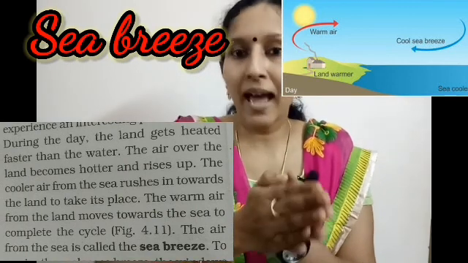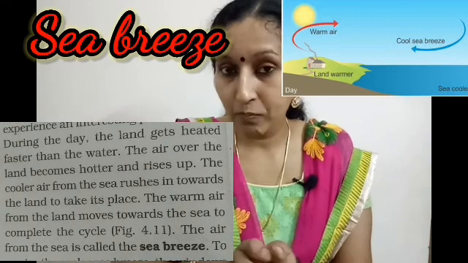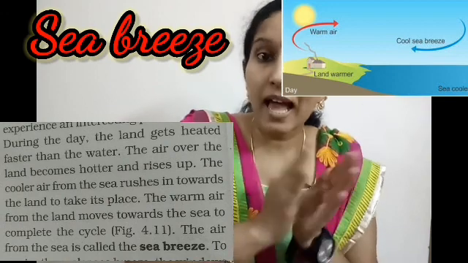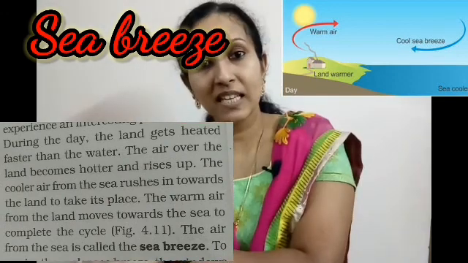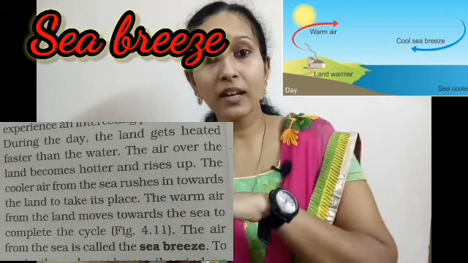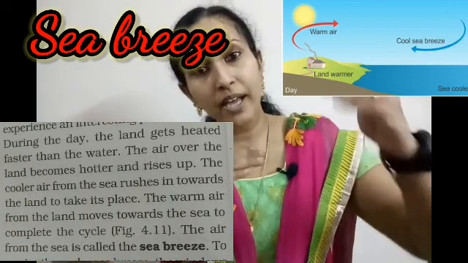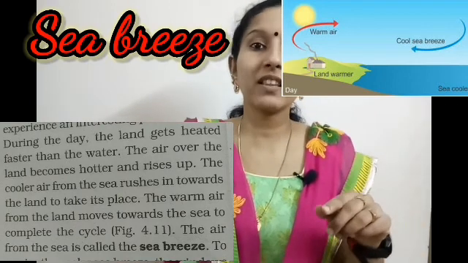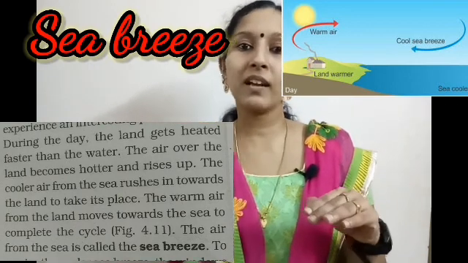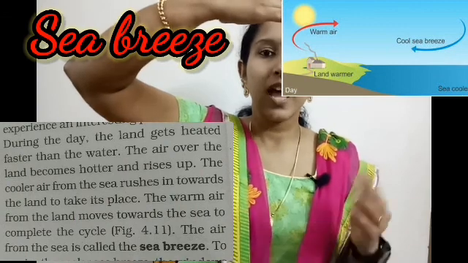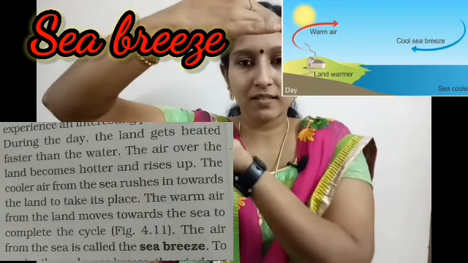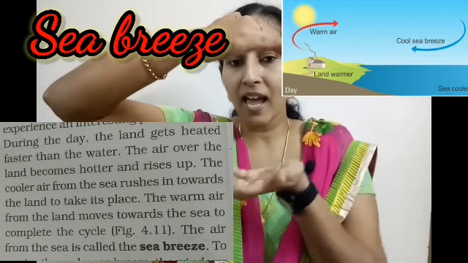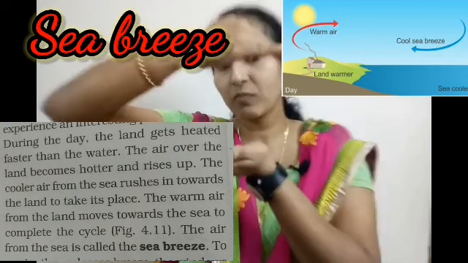To land. At the same time, hot air from the land moves towards the sea. It's a cyclic process. Cool air to the land and hot air to the sea. From where does the cool air come? Cool air from the sea. So this is that direction, and hot air from the land. Right, so those are the arrows. Cool air from the sea to the land and hot air from the land to the sea.